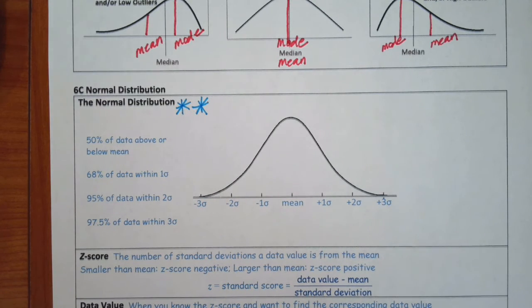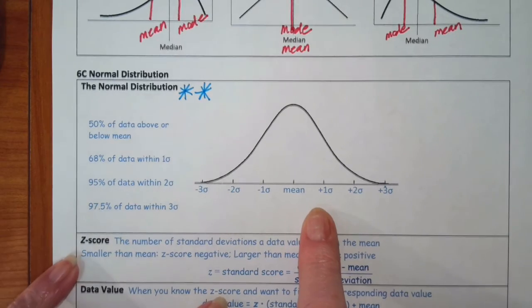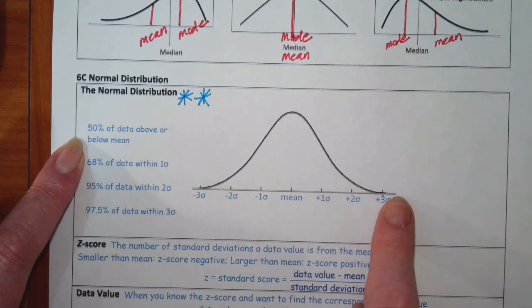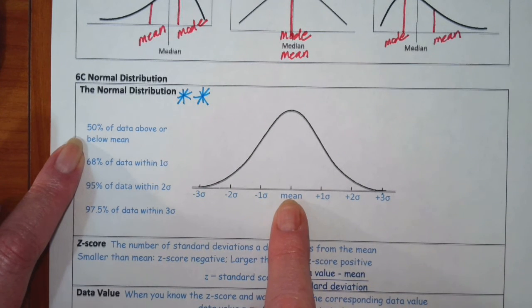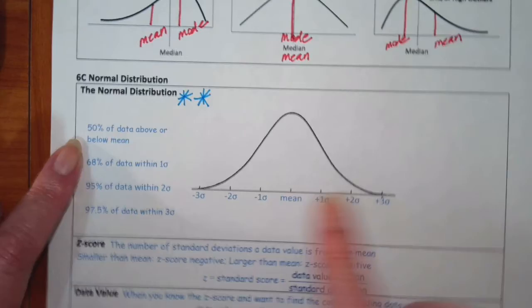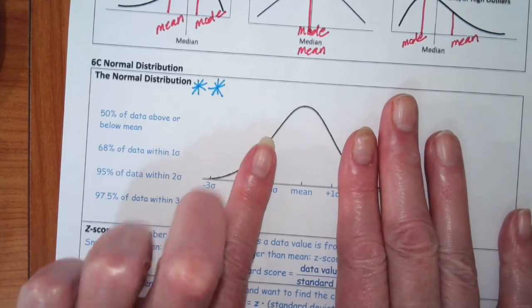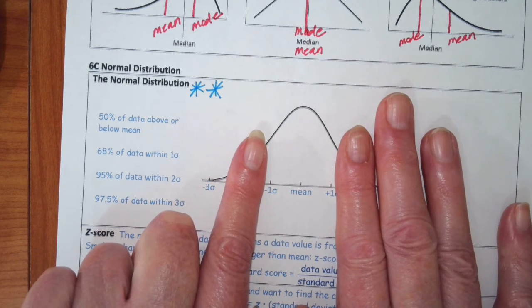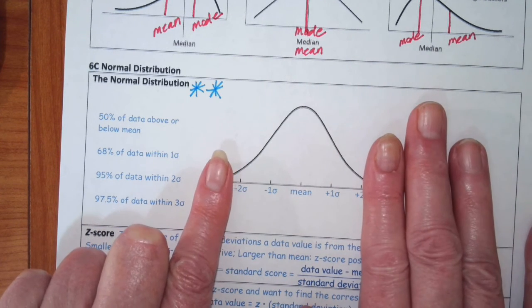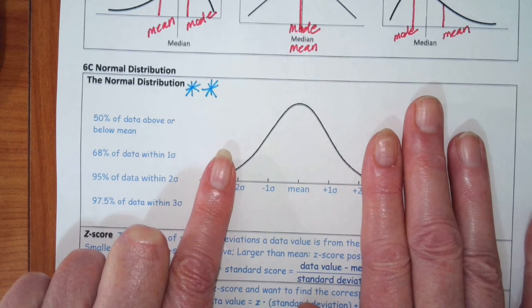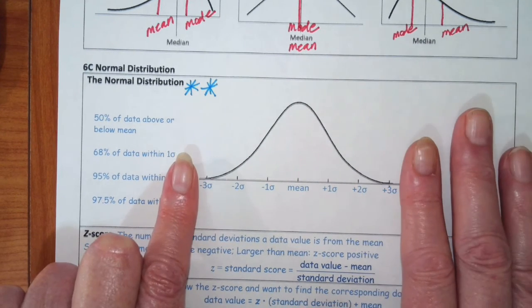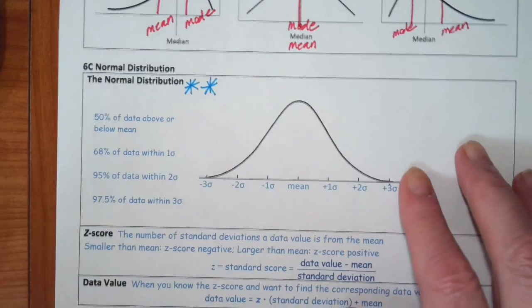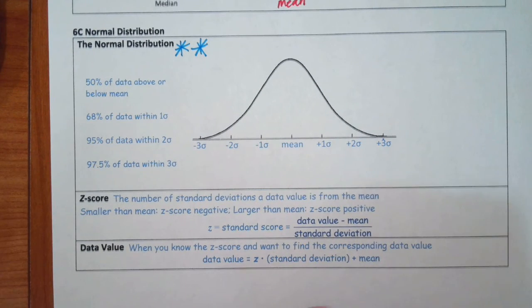Okay, but what you do need to know here is that when you're looking at this graph, and just to save time and space, 50% of the data is to the right of the mean and to the left of the mean. It splits it in half. That's what symmetry is. Between one standard deviation to the left and the right, 68% of your data lies within that. 95% is within 2 standard deviations, and 97.5 is within 3 standard deviations. These figures will not be given to you, so you will need to know that.